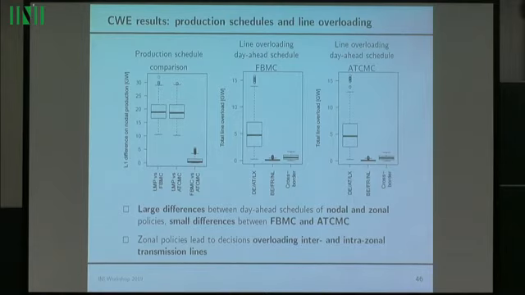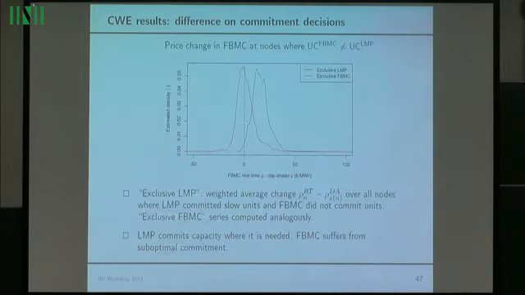The same is the case for the patterns of overloading. You observe significant overloading in the German network, but also a notable overloading of cross-border lines for both the flow-based model as well as the ATC model. And this is further analytics that support the fact that we're committing in non-optimal locations in the zonal approach.